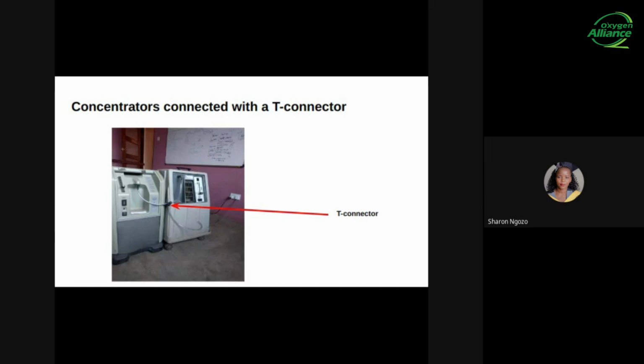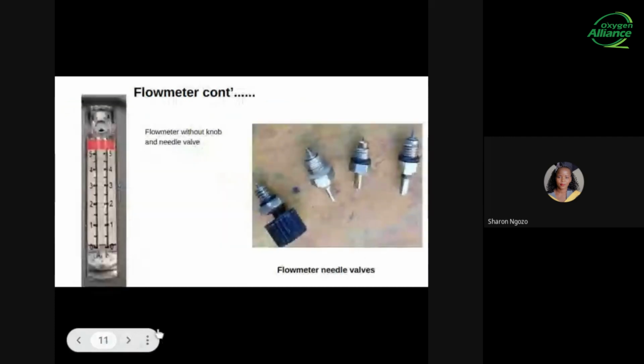So sometimes you might have only the knob missing, and sometimes the knob and the needle valve are not there, as you can see in the graphics. So the control knob is connected to the needle valve of the flow meter. So in cases where only the knob is missing, one might try to seal the flow meter opening with plaster to keep the bore inside, but this is not appropriate.